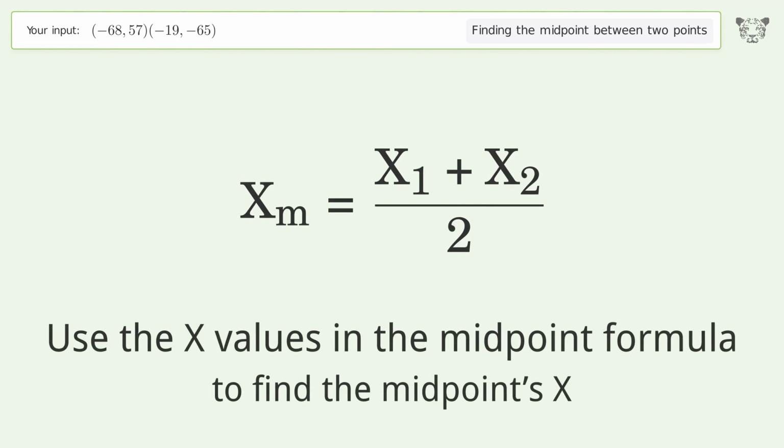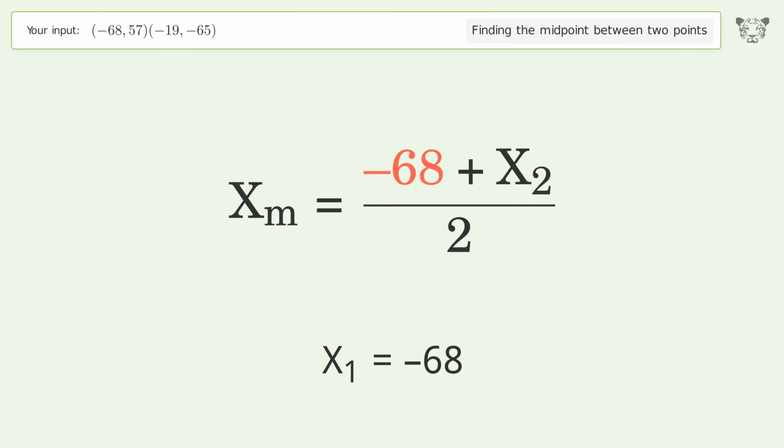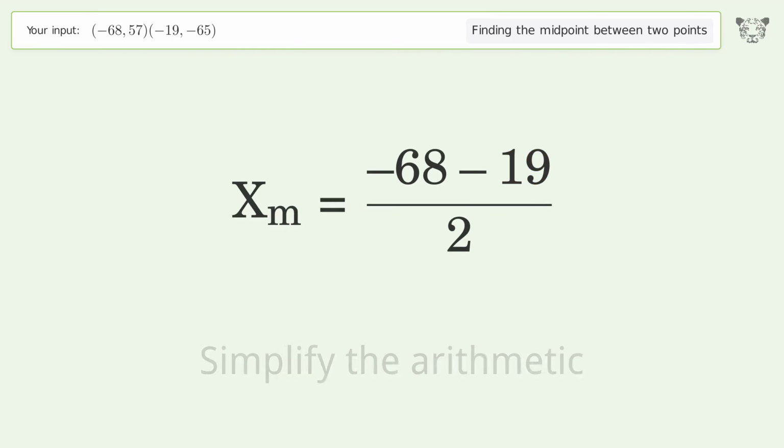Use the x values in the midpoint formula to find the midpoint's x. x1 equals -68. x2 equals -19. Simplify the arithmetic.